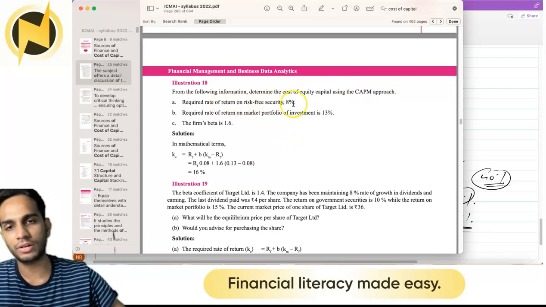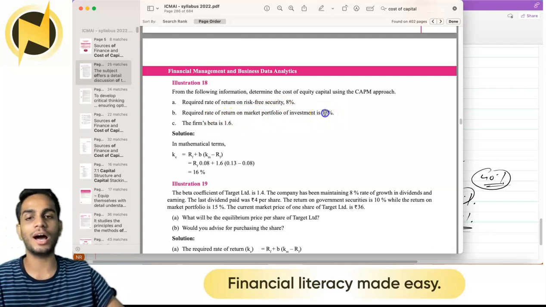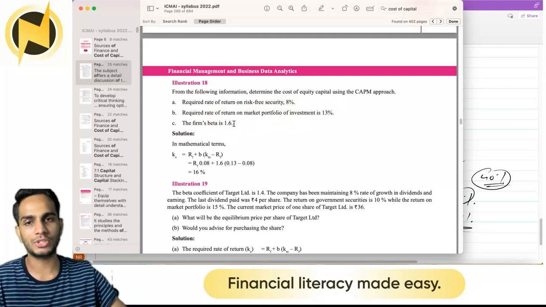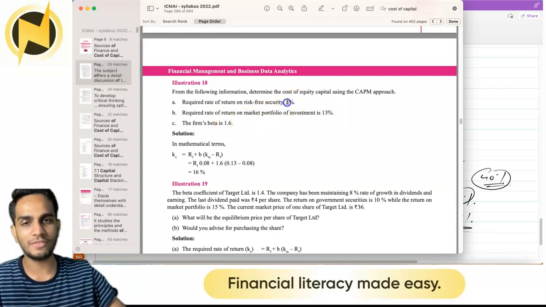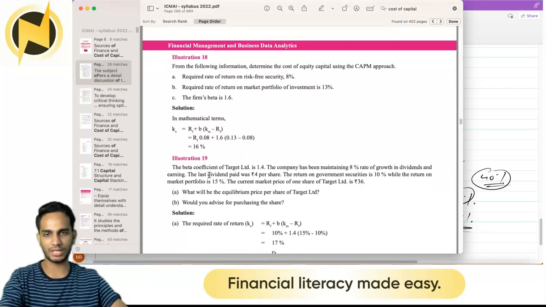Required rate of return on risk-free security. So RF, the risk-free security return, is 8%. Required return on market portfolio. So you have RM 13 and beta is 1.6. So the formula is RF, that is 8, plus beta 1.6 into bracket open 13 minus 8. Simple. You have another question here as well.